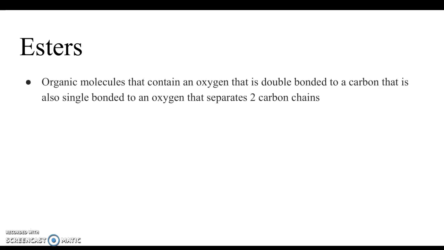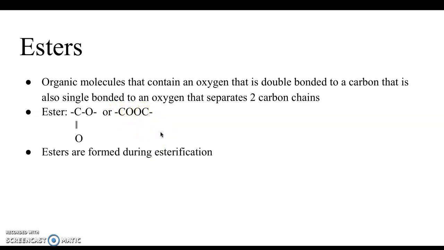Esters. These are organic molecules that contain an oxygen that is double bonded to the carbon that also has a single bonded oxygen in the center of two carbon chains. These are the abbreviations for esters: C double bond OO, or sometimes it's COOC.